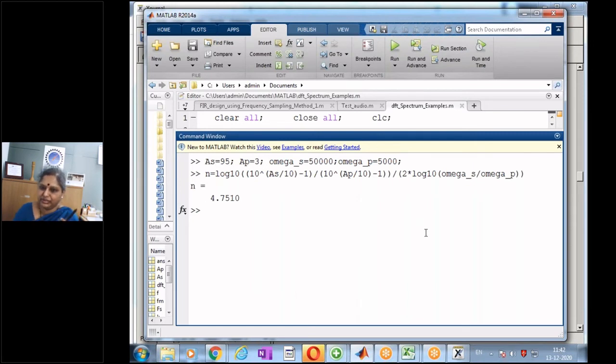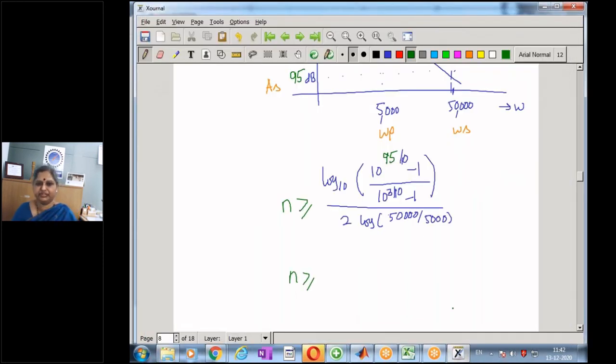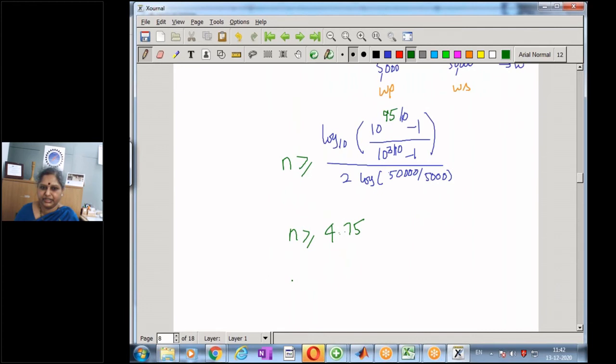And what's the smallest integer greater than 4.75? It is 5. So we get the order, my N is going to be 5.